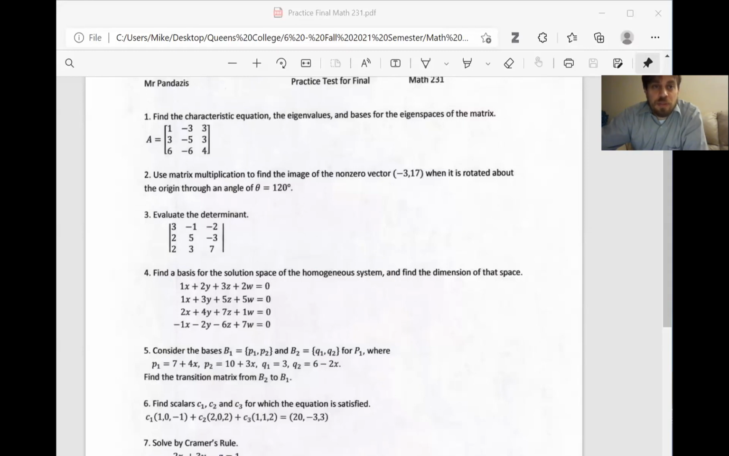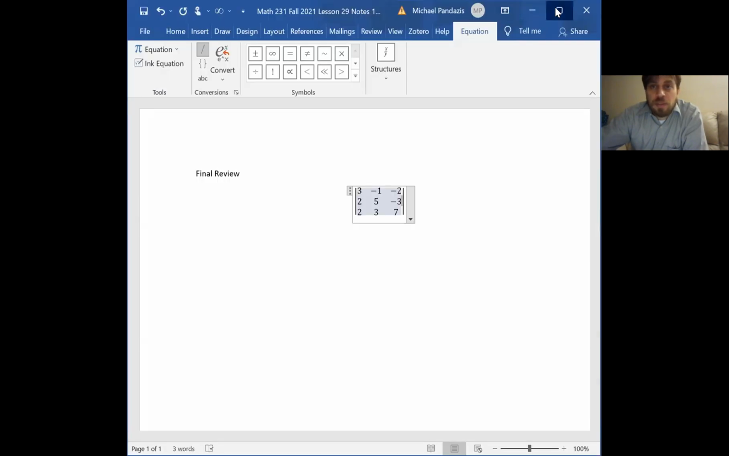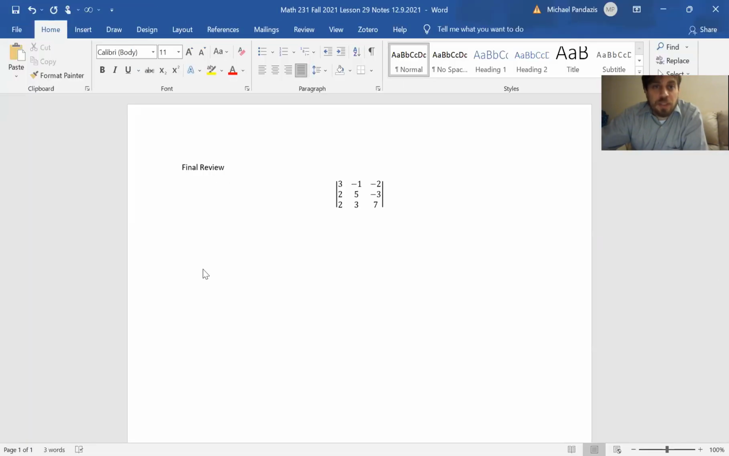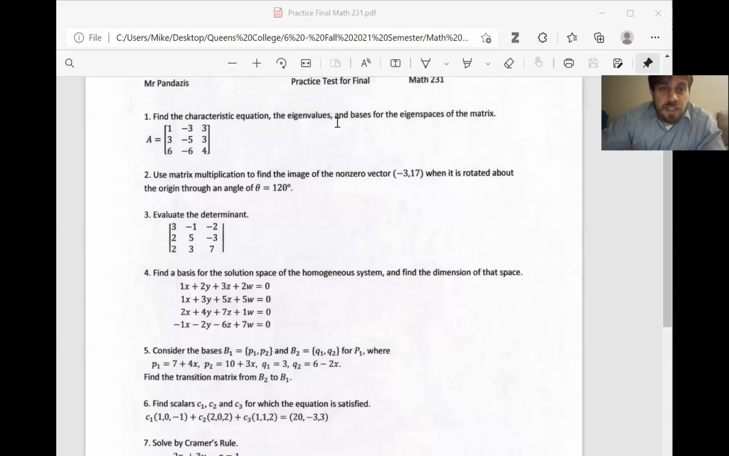Okay, so we're going to go over number 3. Evaluate that determinant. Now I'm going to go to Word. So you should see Word now on the screen. We're going to go over this problem. I think it was number 3 on the sheet. Number 3. Okay, good.